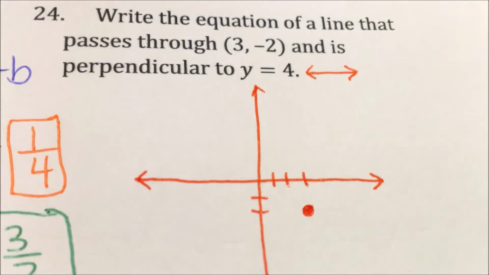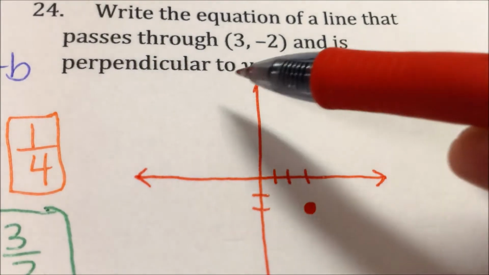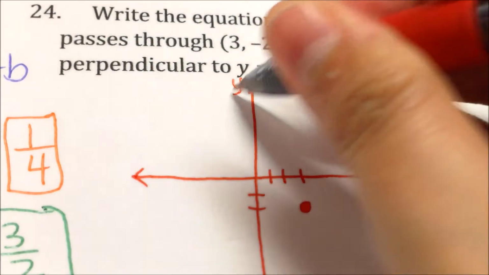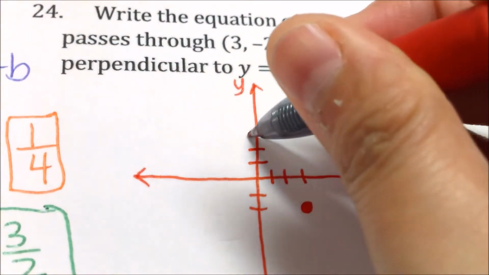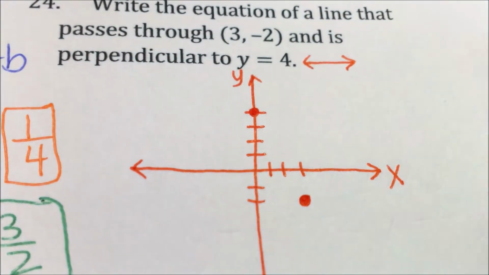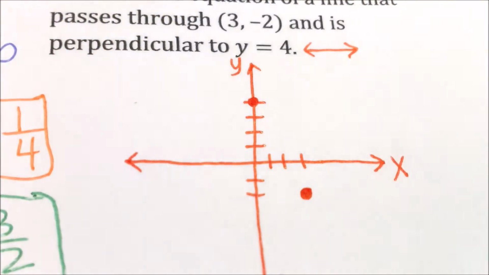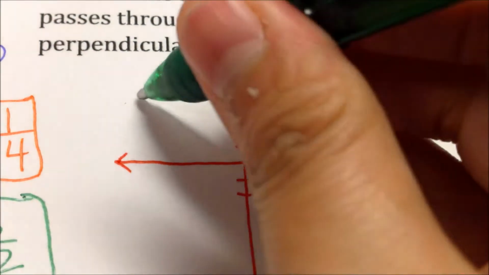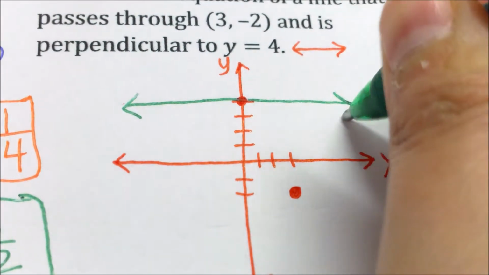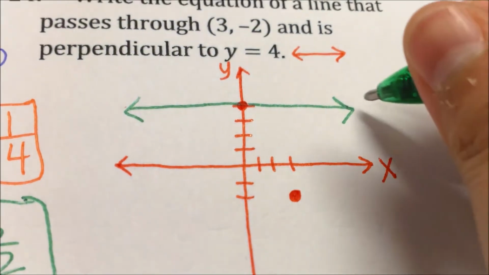There's my point. And it's perpendicular to y equals 4. So here's my x, here's my y. Y equals 4. It's horizontal going through that point. Using a different color, that one's y equals 4.